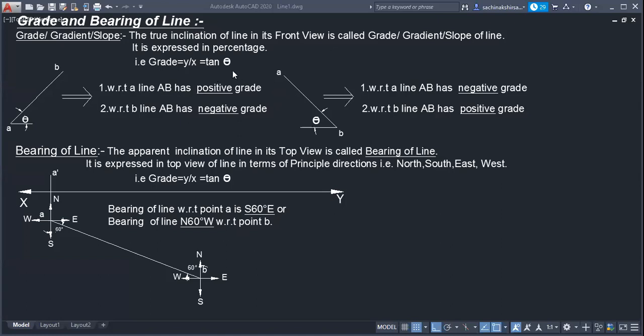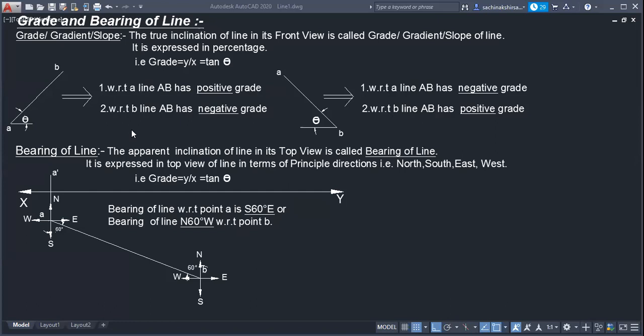Then we can find theta. How? Theta is equal to tan inverse of y upon x. That will be our theta. Means in this case, the true inclination of the line will be given in terms of this grade. It is as simple as this. So we can find theta equal to tan inverse of y by x. And suppose it is mentioned in the problem that the grade of the line is 50%. How can we express 50% in terms of numerator and denominator?